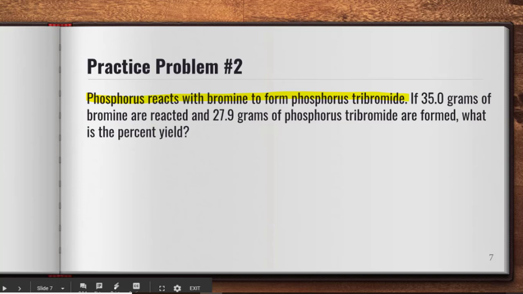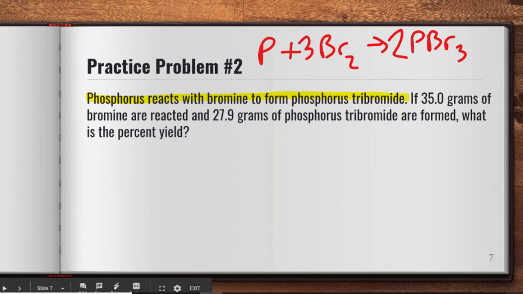So phosphorus, P, reacts with bromine. Remember, bromine by itself is a diatomic, so it's Br2. Produces phosphorus tribromide, so PBr3. We need to go through and balance this equation. So notice that the Brs are 2 and 3 on each side, so those need to become a 6. So we're going to put a 2 there, 3 there, and that gives us a 2 in front of phosphorus. All right. Now that we've written our equation correctly, let's take a look at what else we need to do.